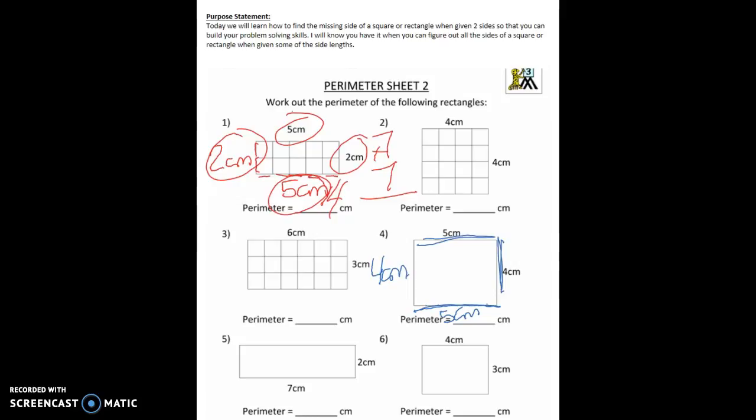I need to add up all the side lengths. 5 and 4 is 9. Another 5 and 4 is 9. 9 plus 9, or 9 doubled, gets me 18. My total is 18 centimeters.